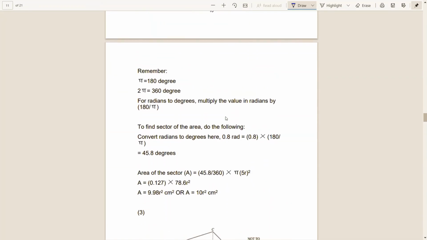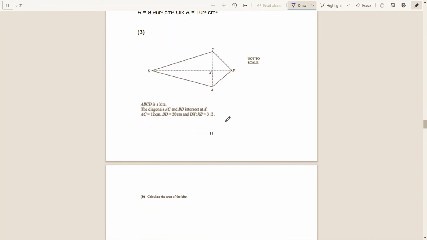Let's move on to question number 3. Question number 3 deals with kite. This is a kite, right? Now, recall which are the diagonals. Yes, diagonals are AC and BD, and the outside are CD, AD, AB and BC, right? Now what's the data given? AC is 12, BD is 20.